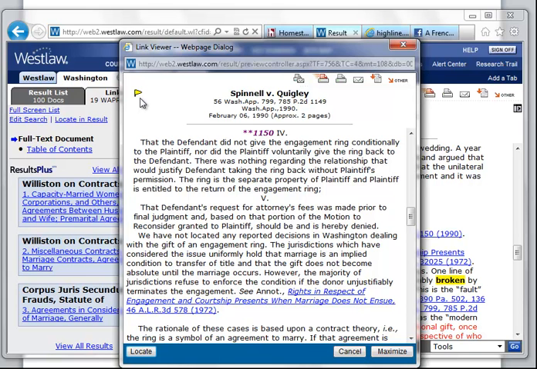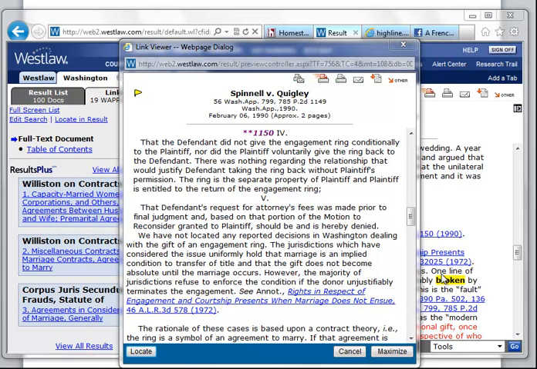So that gives us kind of a caution, and that tells us that we need to look at the cases that have cited Spinell and see if maybe there's a particular section that the courts don't like, or we're not quite sure what that means at this point, but we know we've got to do a little further research. So that hyperlink moved us right into the section of Spinell that seems relevant.